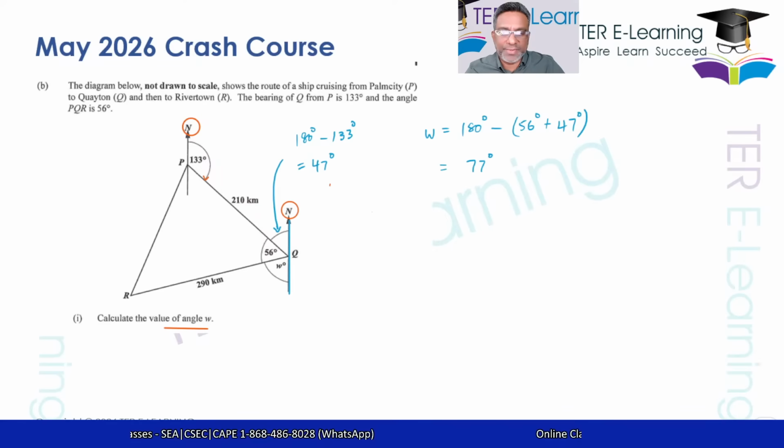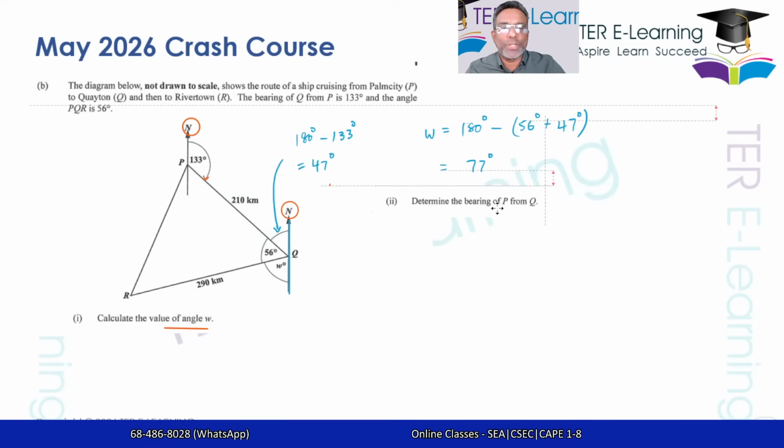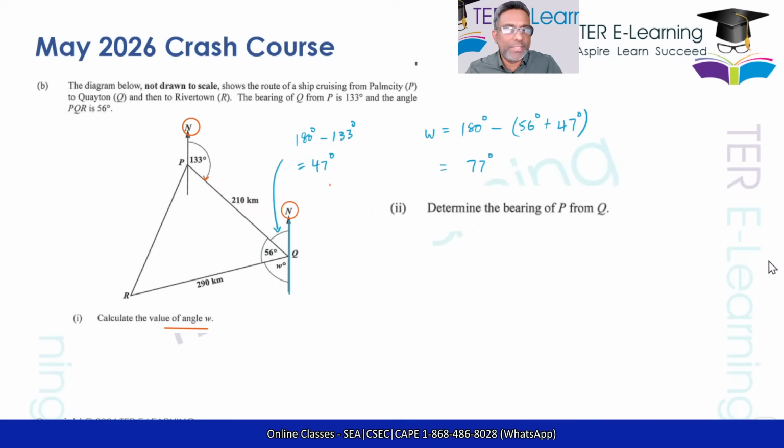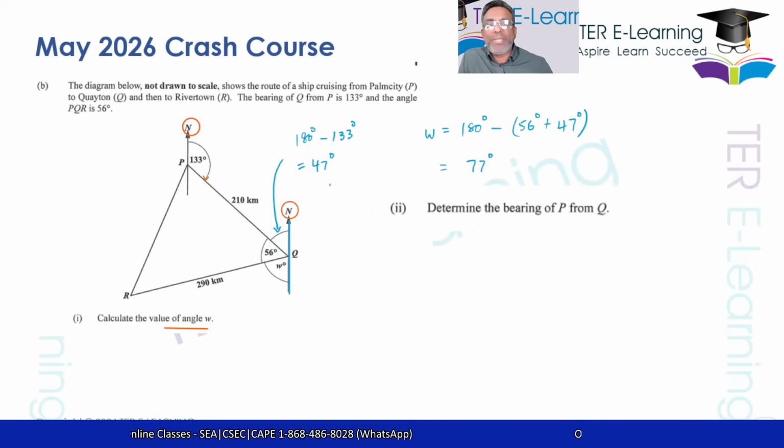Okay, so what else do I have here in this question? We have to calculate that, and the next part, they want the bearing of P. Now let me see if you're all paying attention here. Read this question carefully and let me see what you think the answer is. Determine the bearing of P from Q. What is the bearing of P from Q?